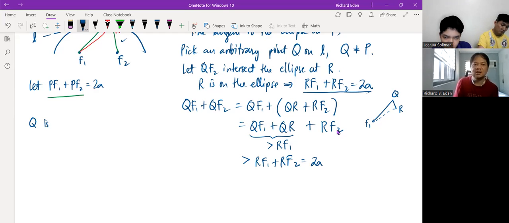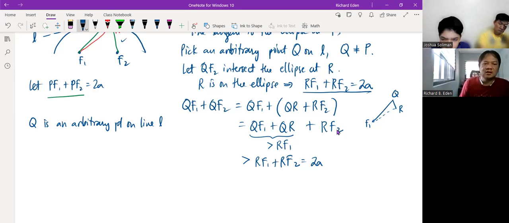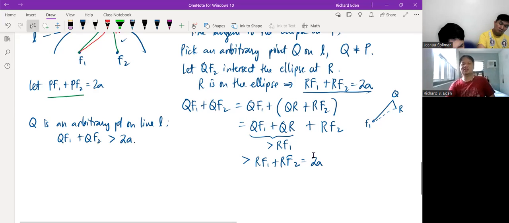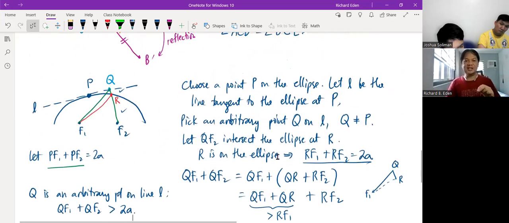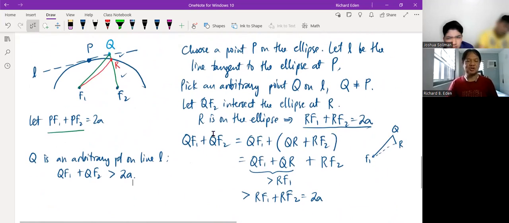Q is an arbitrary point on line L, okay, for which QF1 plus QF2 is strictly greater than 2A. Okay, so now let's bring this closer to the preliminary fact that I mentioned earlier.